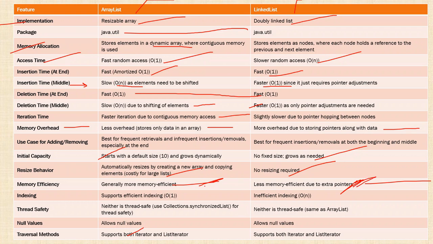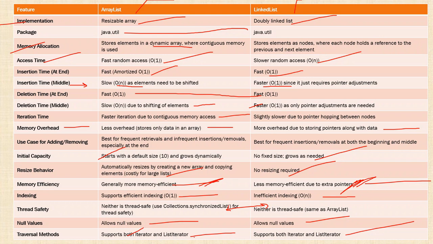Linked list is very good if you are doing insertion and deletion in between your collections. Indexing: array list supports efficient indexing, order of one, while linked list has inefficient indexing, order of n. Thread safety: both are not thread safe, because both are non-synchronized. In array list we can store null values, and in linked list also we can store null values.